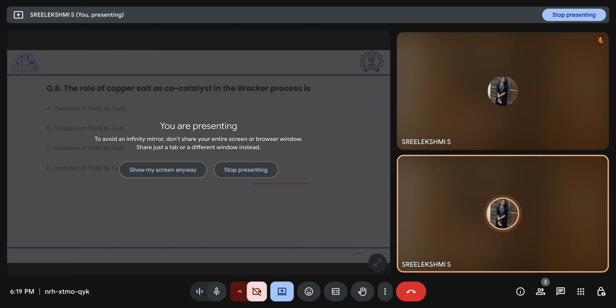So the first question: the role of copper salt as co-catalyst in the Wacker process is option A, oxidation of Pd(0) by copper(II). Option B, oxidation of Pd(0) by copper(I). Option C, oxidation of Pd(II) by copper(I). Option D, oxidation of Pd(II) by copper(II). Which is the correct answer?